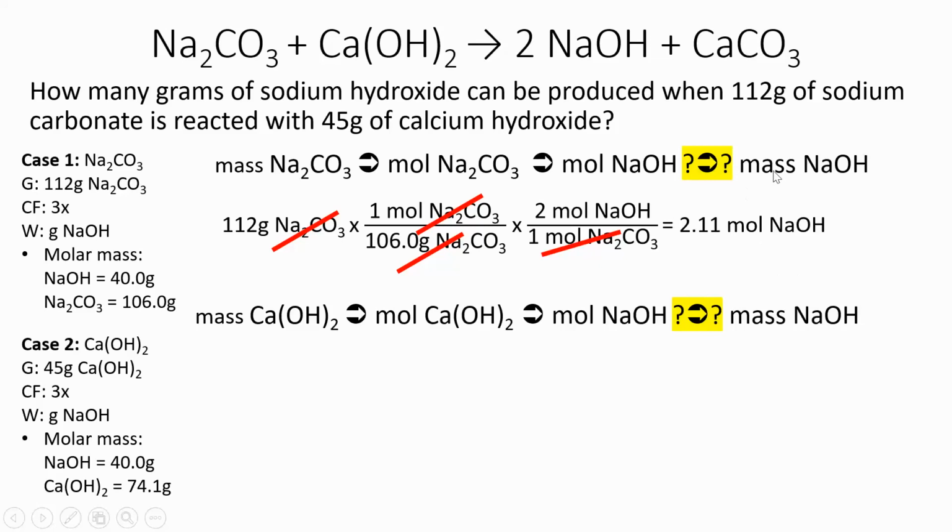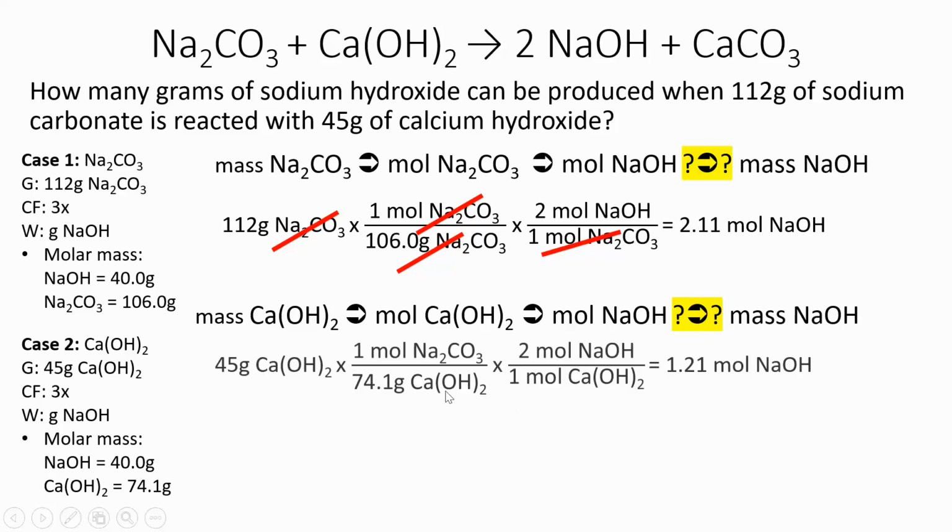Before we turn this into a mass, just to save us some work, let's compare with calcium hydroxide and see which one makes less. So here, similar steps, we're going to take the 45 grams, divide it by the molar mass to cancel out the mass of calcium hydroxide. Ooh, that's supposed to say calcium hydroxide up here. Just pretend it does. So then we're going to take moles of calcium hydroxide and cross it out. It's supposed to say that over here, same thing. But then we're going to be left with moles of sodium hydroxide, and in this case, we can only make 1.21 moles of sodium hydroxide.